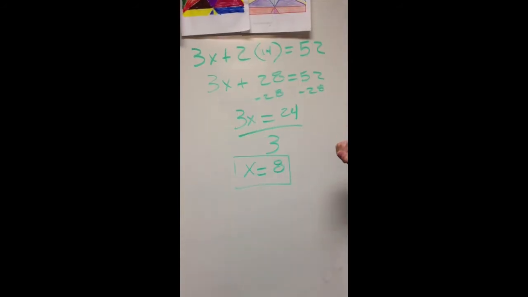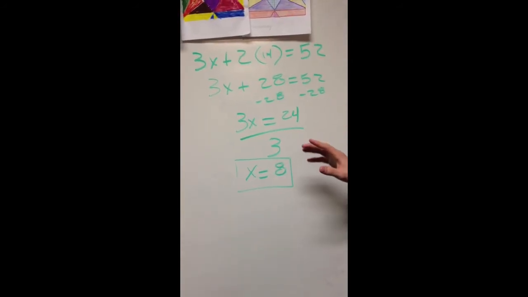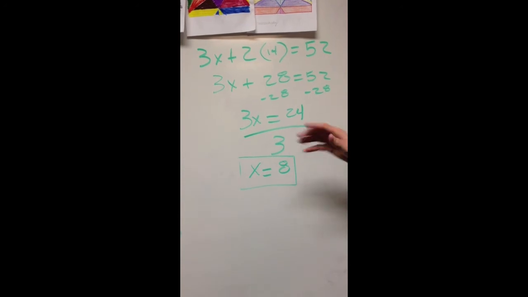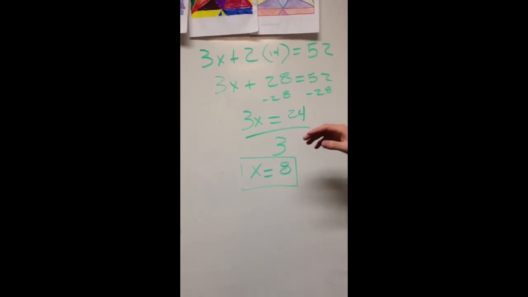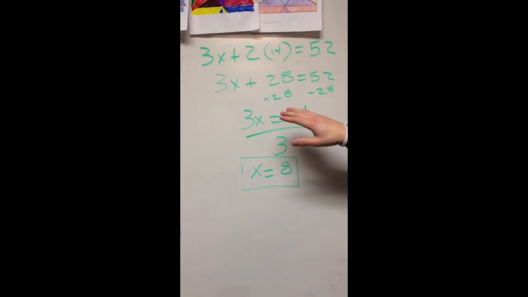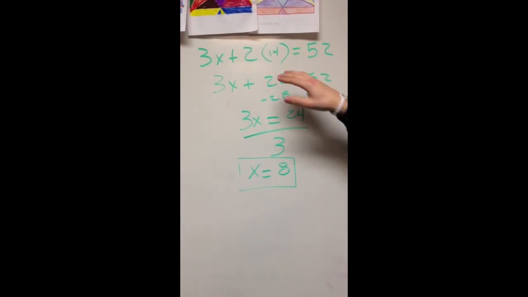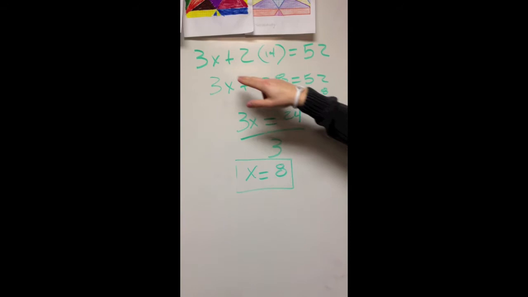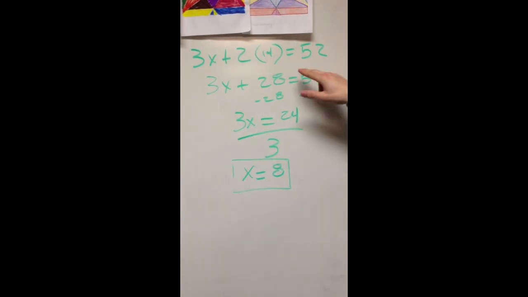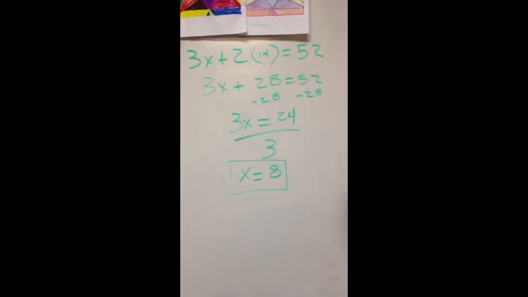So for this one, you're going to take what you got for y and plug it into one of your original equations. What we did was we took the second one, 3x plus 2y equals 52, and plugged 14 in for y. So 3x plus 2 times 14 equals 52.